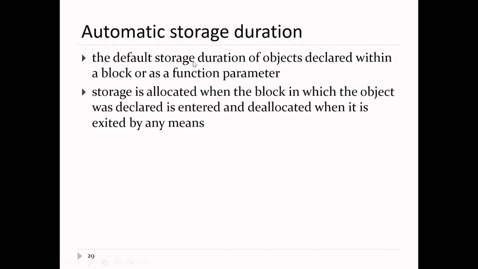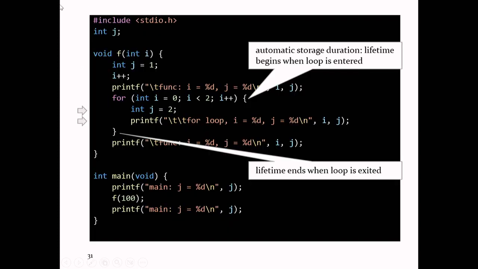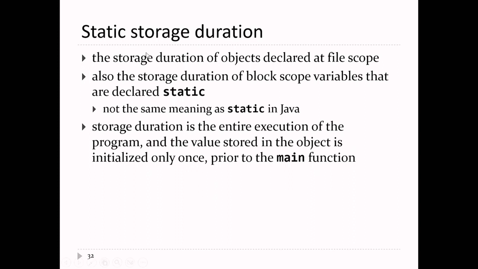So that's automatic storage duration. Basically, any local variable has automatic storage duration. Okay, static storage duration. Remember, we had that file scope variable j? That file scope variable j has static storage duration. So anything declared at file scope has static storage duration. It's also the storage duration of block scope variables that are declared static. Now I'm going to tell you about that in a second.